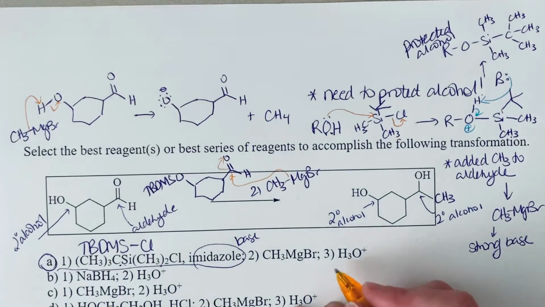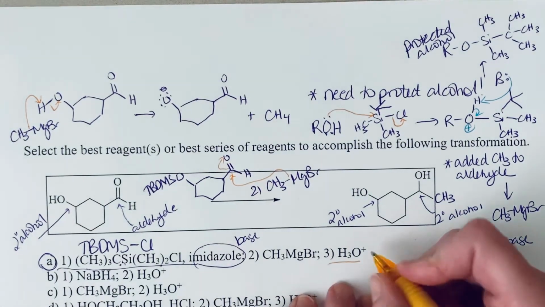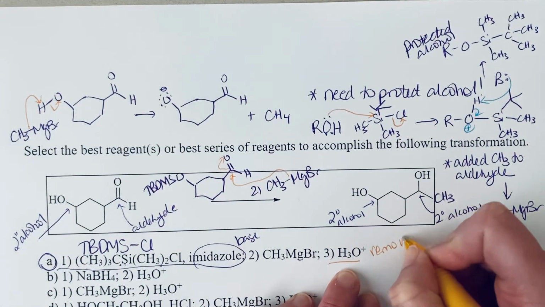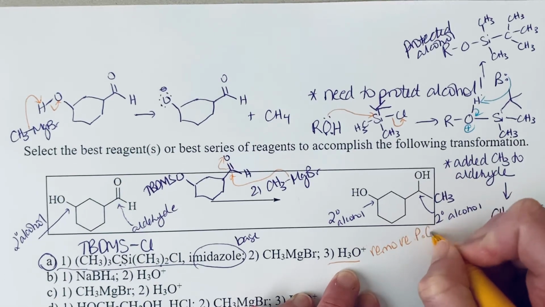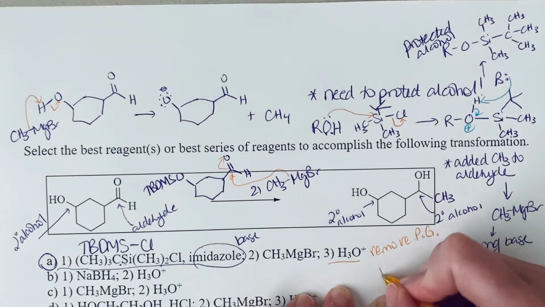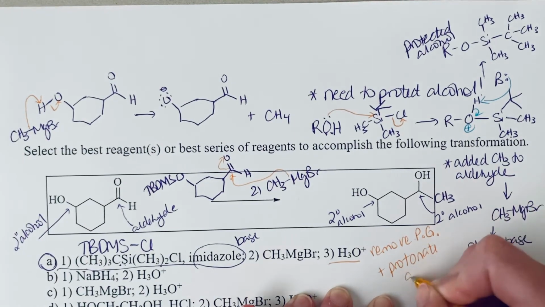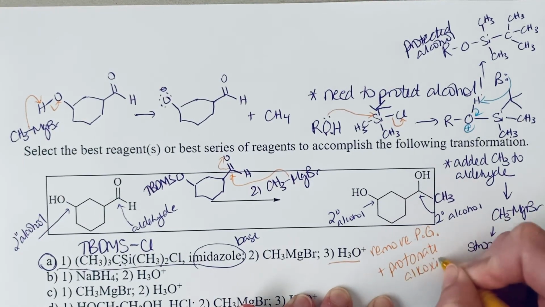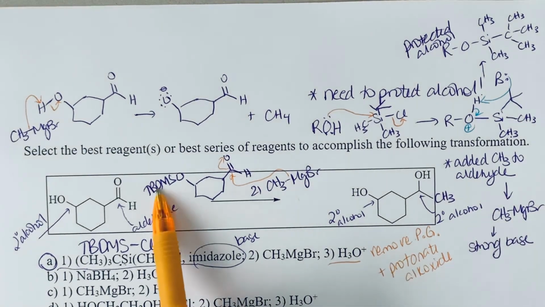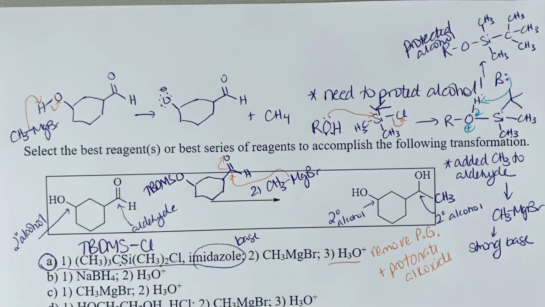And then this hydrolysis step at the end can remove the protecting group, so PG for protecting group, and protonate the alkoxide. So it's possible to remove these silyl ethers with aqueous acid. You might also see a fluoride ion being used. Your textbook shows the use of tert-butyl ammonium fluoride. And so that's also a possibility.